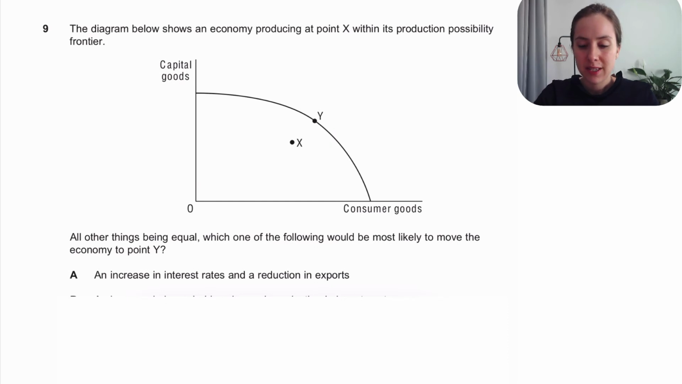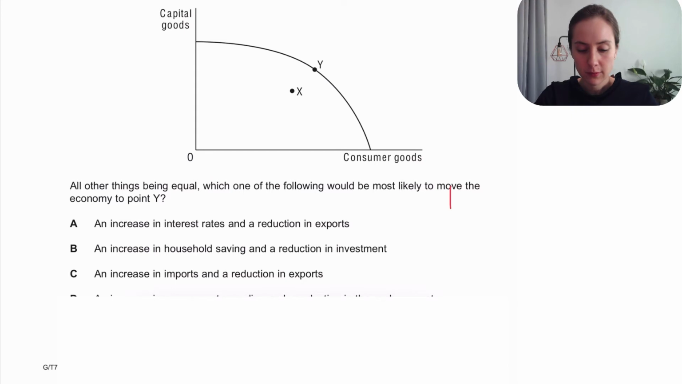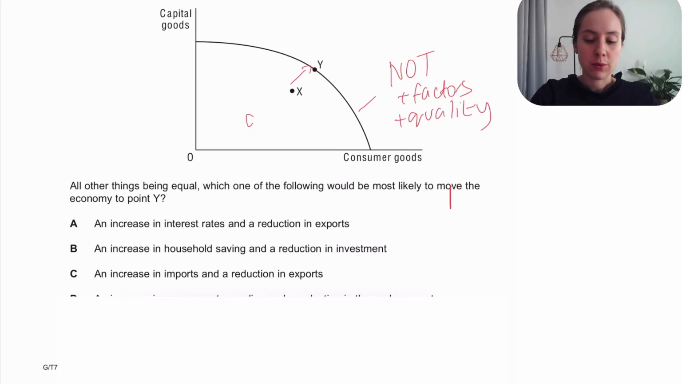An economy producing at point X, it's inside the PPF. And we're trying to move to Y. So we're not shifting the potential of the economy, we're not shifting the long run AS, we're not shifting the PPF. So I'm not looking for more factors of production that weren't there before. I'm not looking for more quality, I'm looking instead for just possibly more demand for those goods and services. If interest rates increase, that's not going to increase demand.